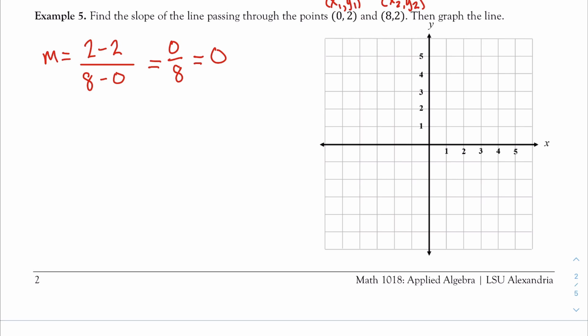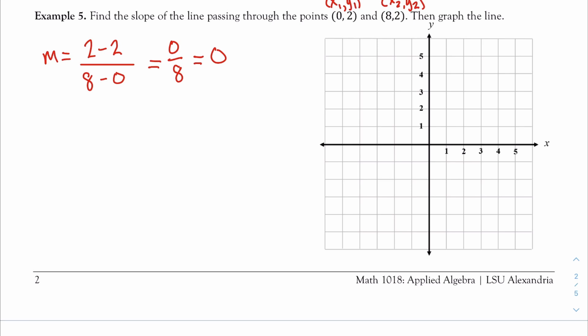Remember, slope is a measure of how steep my line is. If my slope is 0, that means I'm expecting my line to have 0 steepness. In other words, I'm expecting it to be a flat line. So, let's see what that looks like.